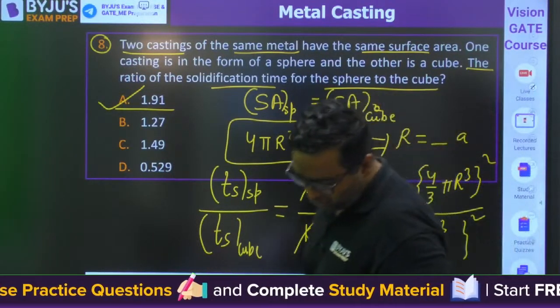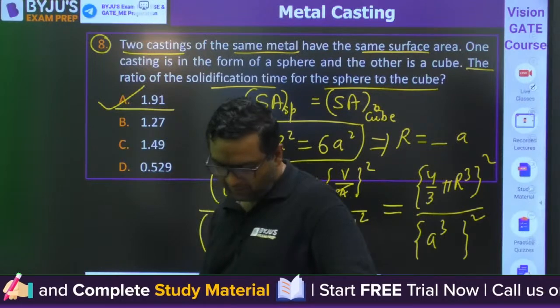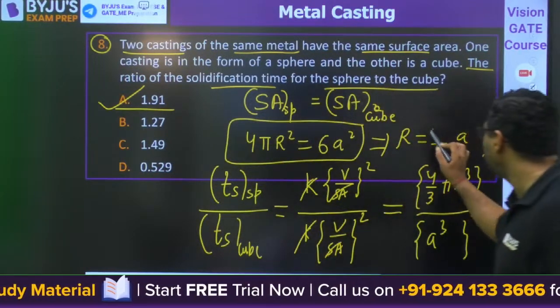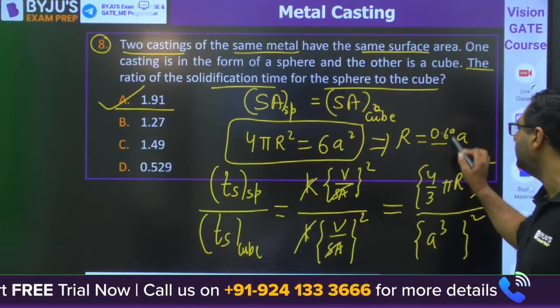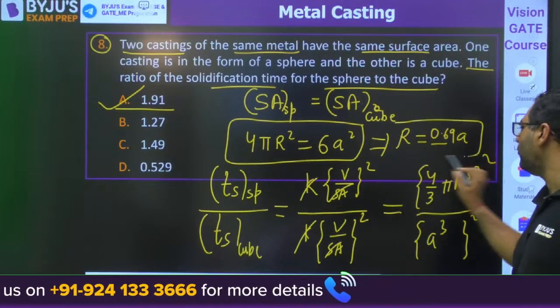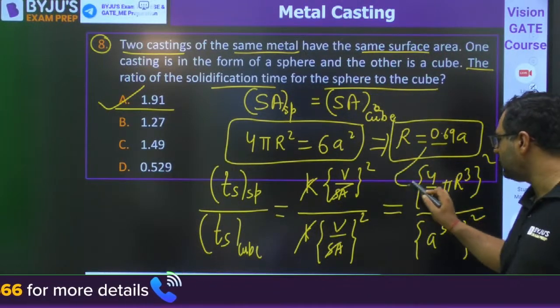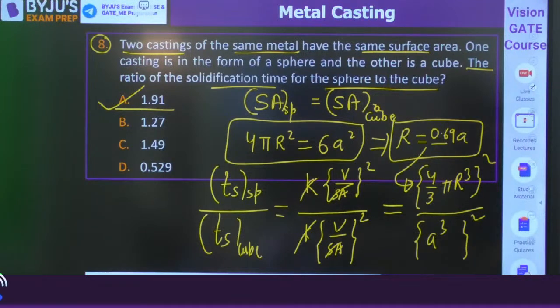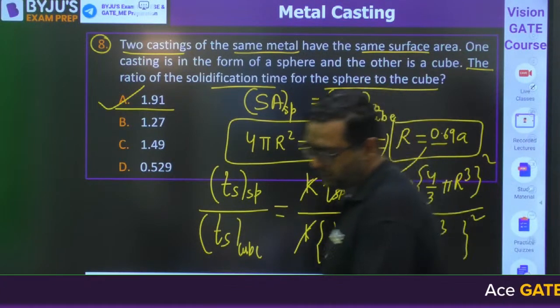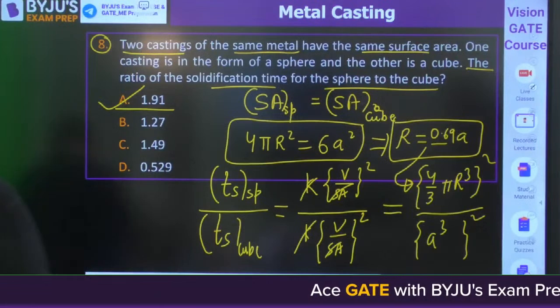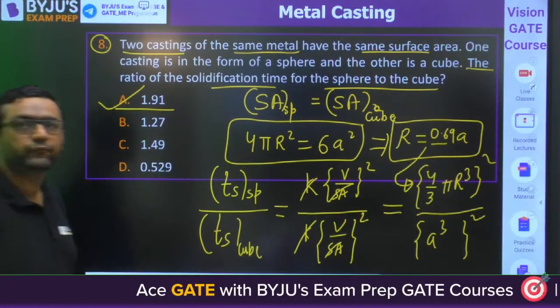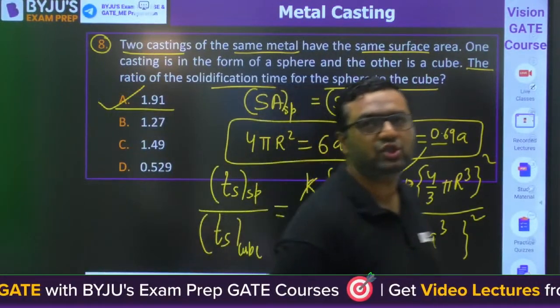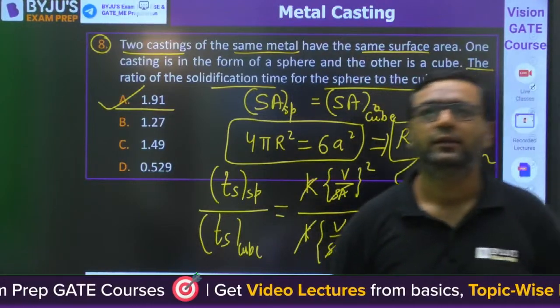Okay. So actually whenever you will see the relation between radius and A, it will be coming out to be 0.69. Radius will come out to be 0.69A. You will put this value here and you will get the answer. A cube will get cancelled out. Very good, Nishant, Shreyas. Yes.